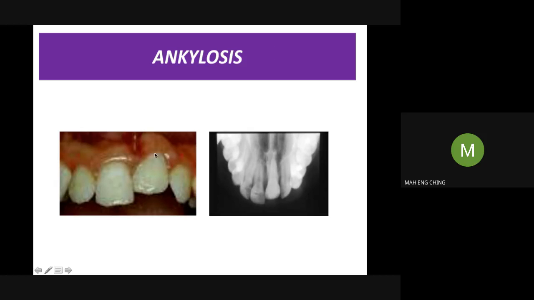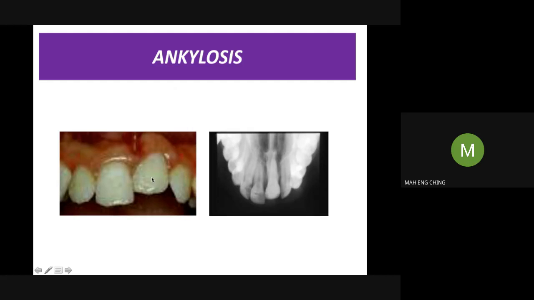Ankylosis is usually due to trauma, or sometimes without any reason, a tooth can ankylose. Usually the cementum is separated from the bone by the periodontium. So, bone, periodontium, cementum. If this periodontium disappears, then there is fusion between the cementum and the bone, and we call it ankylosis.